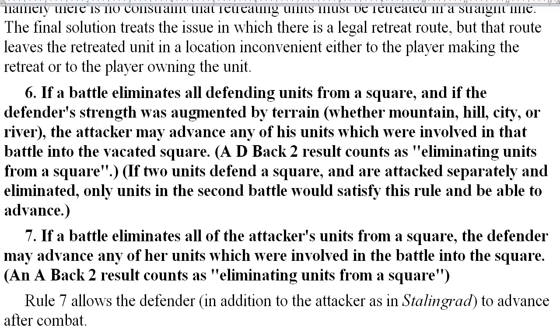Now we come to an extra rule. If a battle eliminates all of the attacking units from a square, the defender may move any of her units that were attacked into the squares from which the attacker was originally attacking. This means that the defender has advance after combat as well as the attacker.